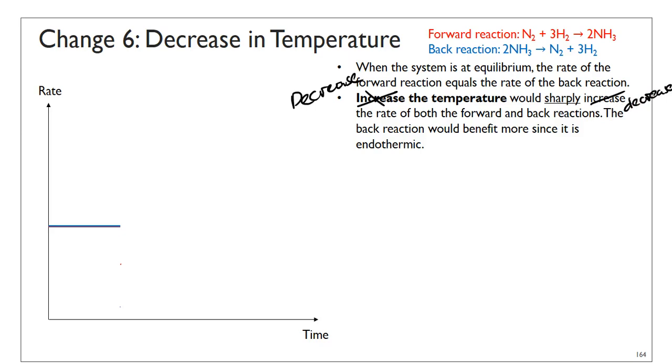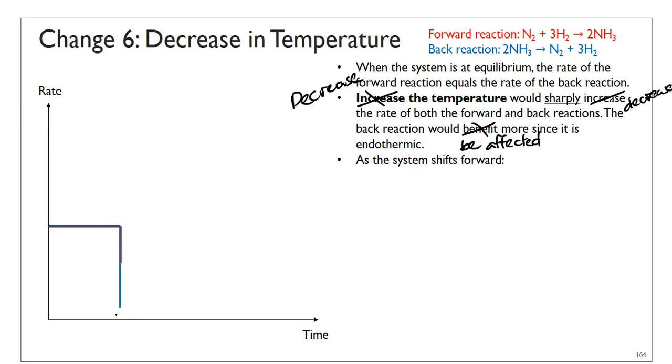Okay, so if you decrease the temperature, that would decrease the rate of the forward and back reaction. But the back reaction will be affected more because the back reaction is already endothermic. So if you decrease the temperature, that is going to slow it down even more. Okay, so what is going to happen is that the forward reaction will experience a sharp decrease in reaction rate, but the back reaction is going to experience that even more.